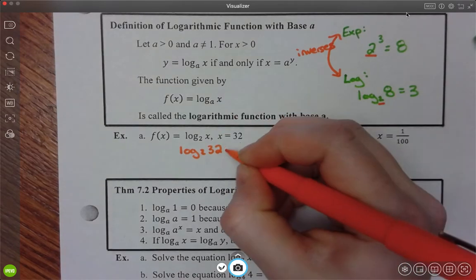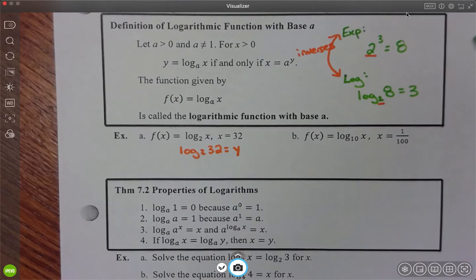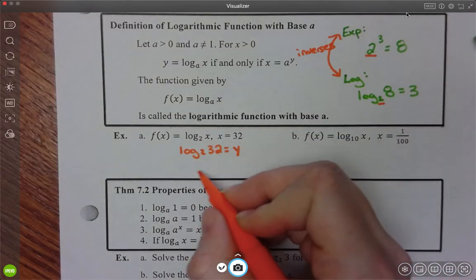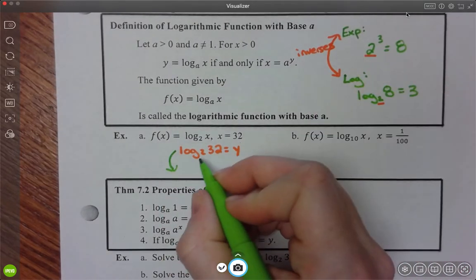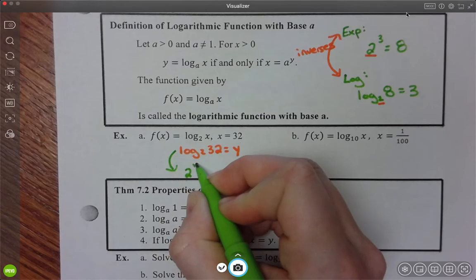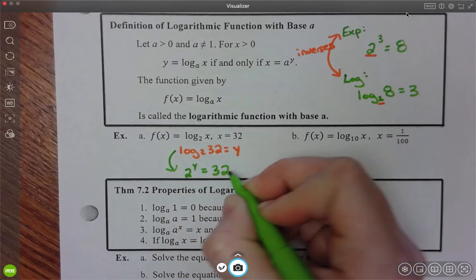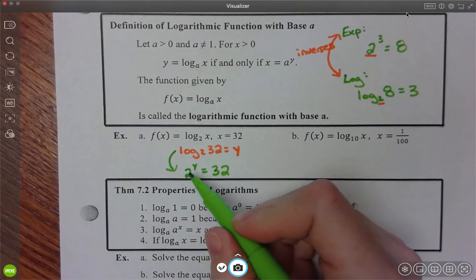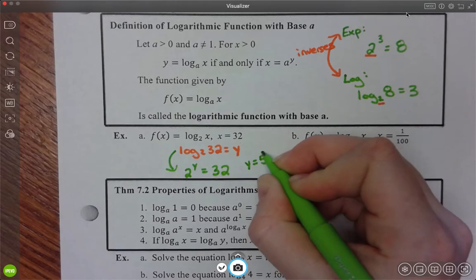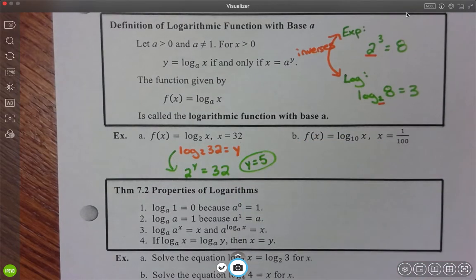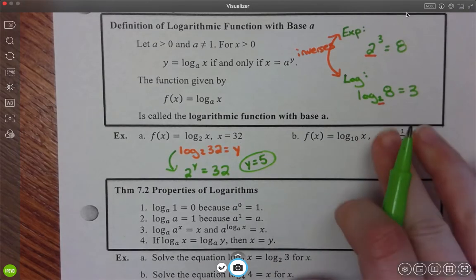Since they've already used x, I'm going to use y. I always set it equal to y because we're trying to solve what log base 2 of 32 is. So if I rearrange this to an exponential function, going back the other direction, the 2 would stay in the same spot. This would be 2 to the y power equals 32, which basically means how many times do I have to multiply 2 by itself to get 32? And you will find that y is 5. I just called it y because they had already used x up here, but you're just solving for and trying to figure out what that y value is.